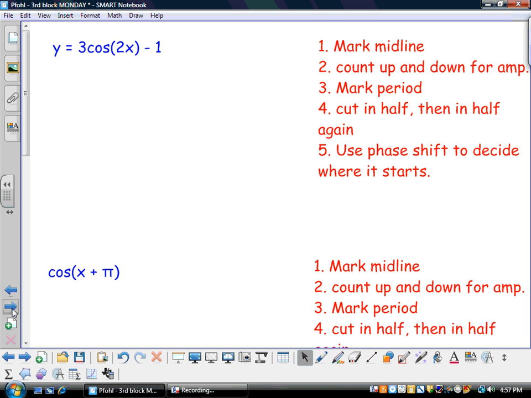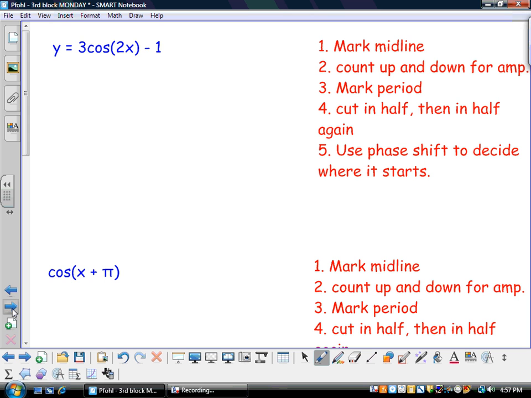We did a few examples, and with each example that we did, we said there were 5 steps. First, we were going to start with marking the midline. That had to do with the vertical shift. Then we'd count up and down from there for the amplitude. We'd mark the period out on the x-axis, cut it in half again to get the 4 even spots. Then we'd use the phase shift to decide where the graph starts and follow the pattern.